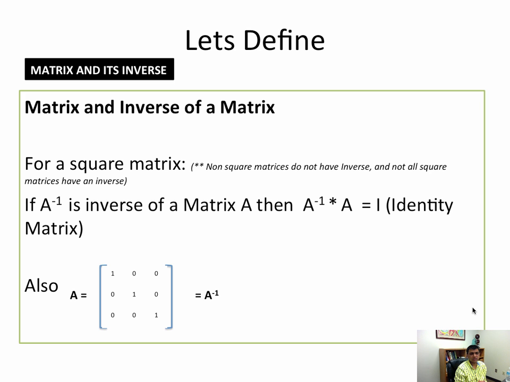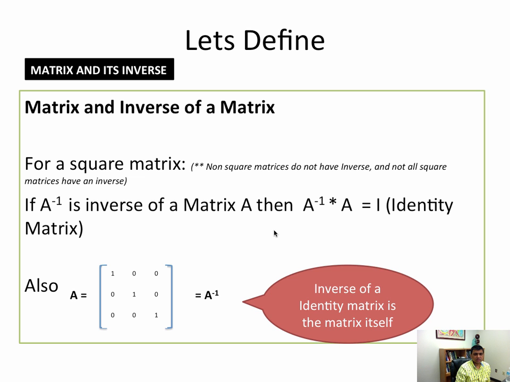For a square matrix A, if we represent A raised to the power minus 1 as the inverse of the matrix A, then A raised to the minus 1 multiplied by A gives us an identity matrix. An example of an identity matrix is shown on the screen here, and if we think about it, it is something similar to our canonical form. One more thing that we want to keep in mind is that if A is an identity matrix, then A inverse is also the identity matrix. The inverse of an identity matrix is the matrix itself.